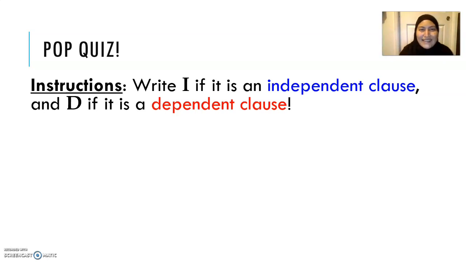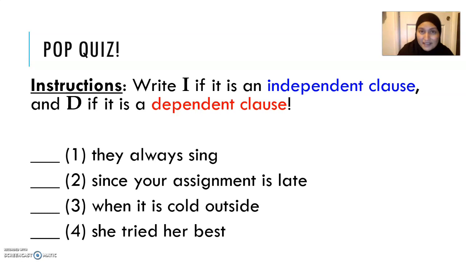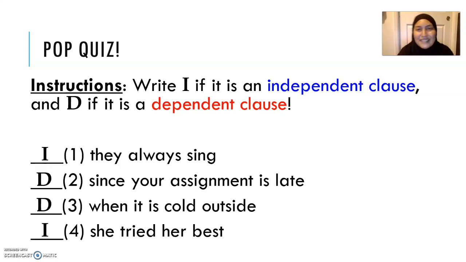Pop quiz. All right, I want you to write I if it is an independent clause and D if it is a dependent clause for these four clauses, okay? So pause the video now, write down the answers in your notebook or on a piece of paper, and when you're ready to see the answers, come back to the video. Are you ready to check your answers? Here they are. I, D, D, I. So check your answers, see how you did, and if you think you need a little bit more review, just rewatch the first part of this video. Otherwise, you're ready for the next step.